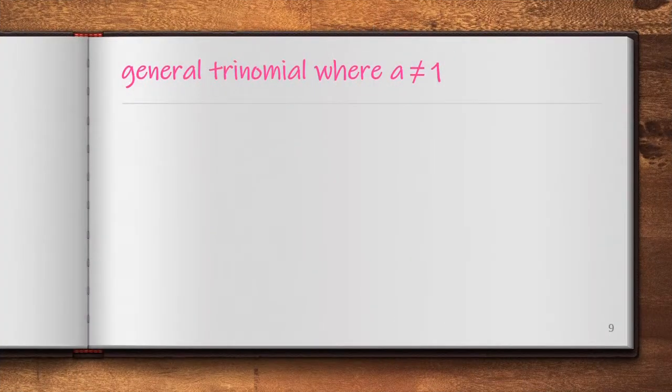How about if a general trinomial has a that is not equal to 1? So, ang a natin dito sa example na to ay 7, so it's not equal to 1.